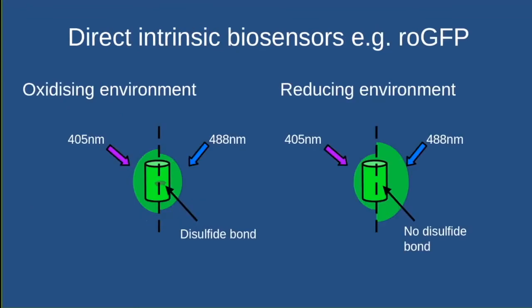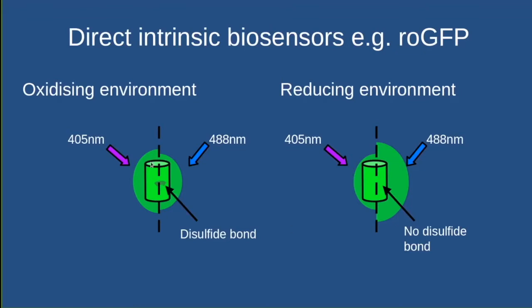There's a lot of different types of fluorescent biosensors, but I think you can characterize them as intrinsic and extrinsic. So roGFP is a great example of an intrinsic biosensor. Here, the fluorescent protein itself is sensitive to the analyte, which in this case is the oxidation status. So if you take roGFP and put it in a reducing environment, you can shine a blue light laser, 488 nanometers on it, and you get a lot of green fluorescence.